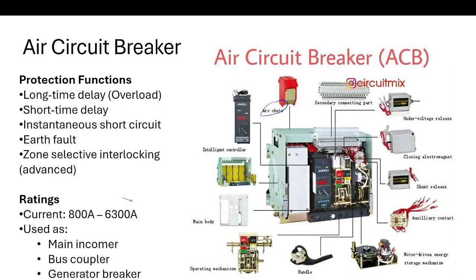So this interrupts the working of the industry. That way, overall, the main breaker does not trip. The breaker near the fault breaks first. So what are the current ratings? It comes in 800 ampere to 6300 ampere. In industry, it is used as main incomer, with bus coupler and generator breaker.